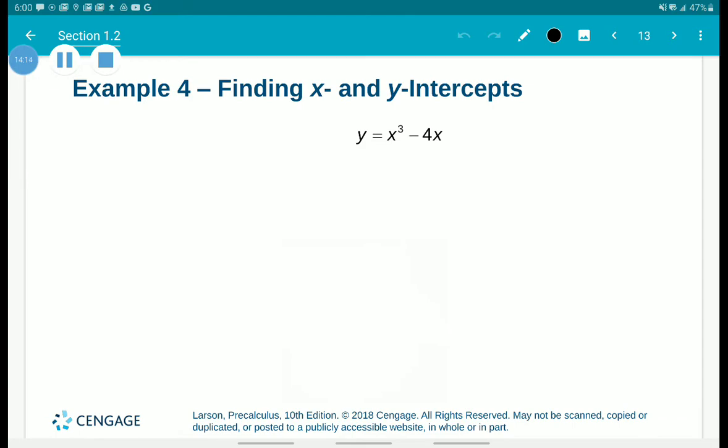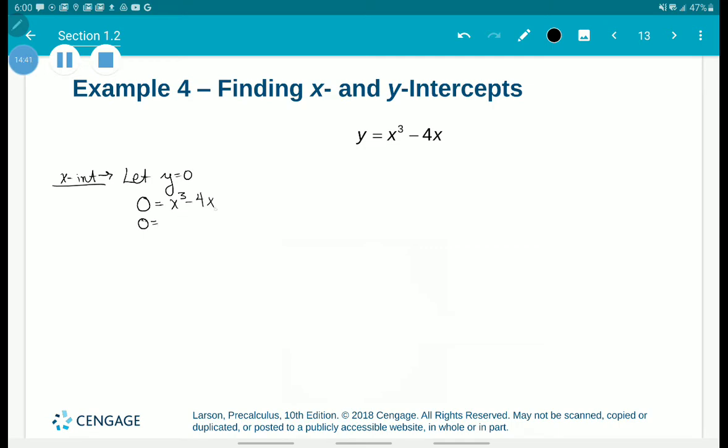Let's look at an example. Let's say we want to find x and y intercepts of the function y equals x cubed minus 4x. To find the x-intercept, we are going to let y be equal to 0. So if we let y be 0, we have this. And we want to solve this.